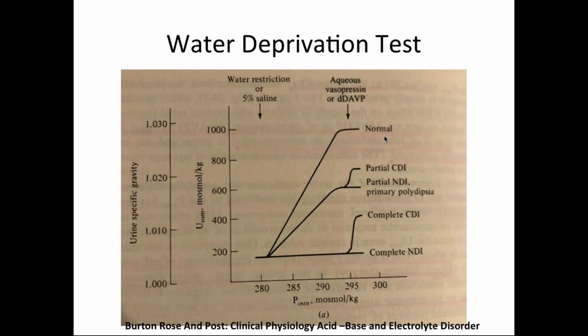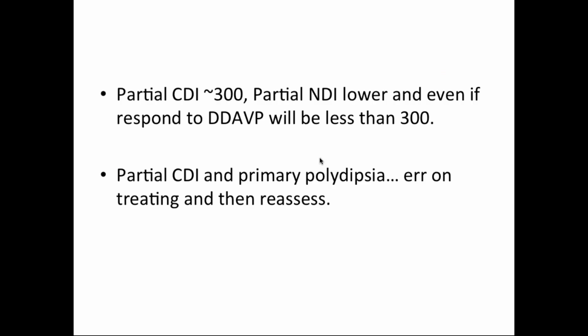And so the loop gradient does not go all the way up to 1200 milliosmoles, which it should in a normal person. So the patients with primary polydipsia may behave like partial nephrogenic diabetes insipidus because of those two factors. Both of them will not respond to the ADH or DDAVP that you give, and those with partial central diabetes insipidus will respond. However, sometimes the water deprivation test may be equivocal.